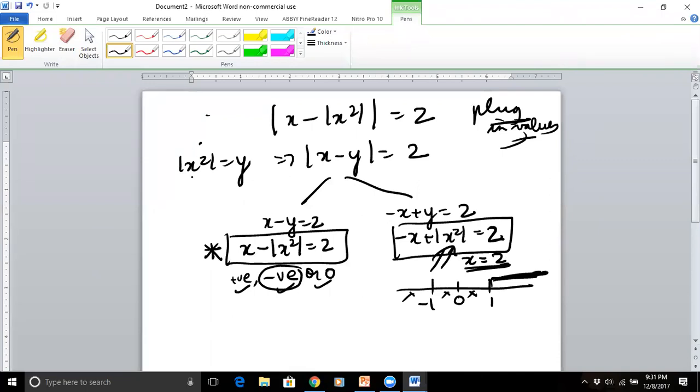Yes, that's another way of looking at it. Mod of x square is always positive? Definitely yes.